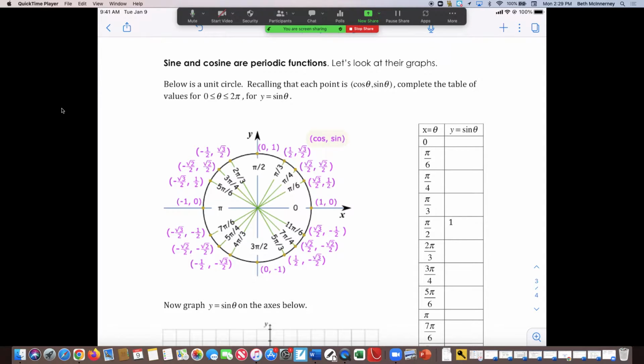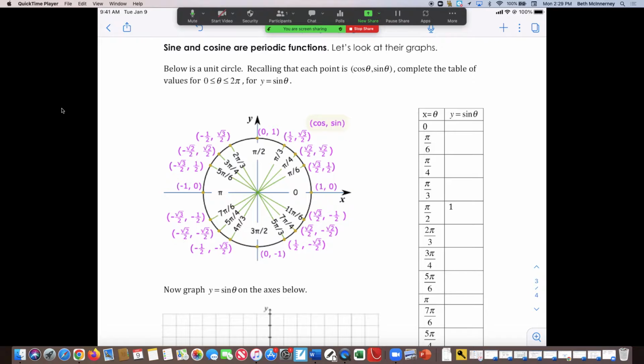So here we go. Remember, here's our unit circle, and you remember that each x coordinate is cosine theta, and each y coordinate is sine theta. Remember, I had us go around the room repeatedly and keep saying that. It was because that's really, really important. So watch what I'm going to do. If I want to do y equals sine theta, those are the y values. So let me show you how we're going to fill in the table.